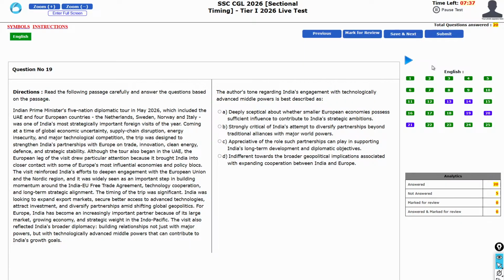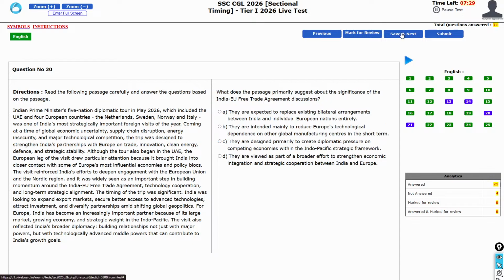Strongly critical of India's attempt, no. Appreciative of the role such partnerships can play in supporting India's long-term development, indifferent, no. What does the passage primarily suggest about the significance of India EU? They are expected to replace existing bilateral agreement and individual nations entirely. Okay, maybe, "entirely" is extreme, keyword extent.